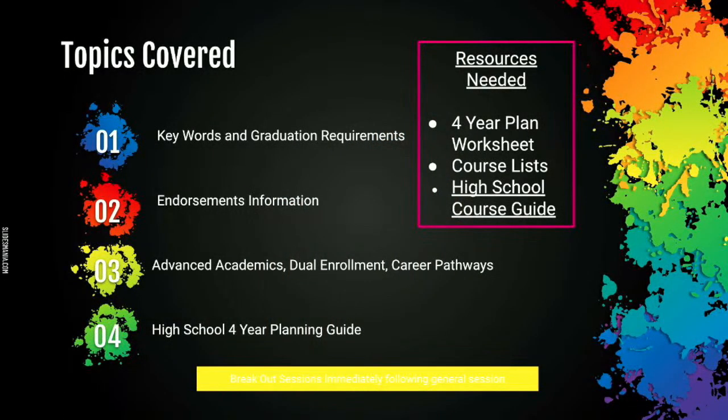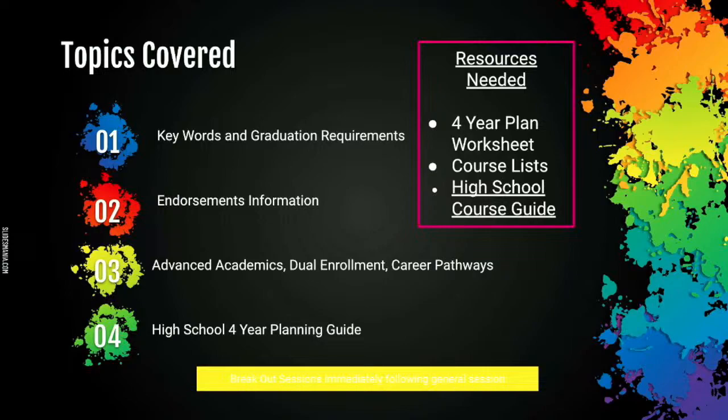The topics we're going to cover tonight are keywords and graduation requirements, and endorsement information. We're going to talk about advanced academics, dual enrollment, and career pathways, and just give you a brief overview of them. And we're going to get to the actual high school 4-year planning guide.